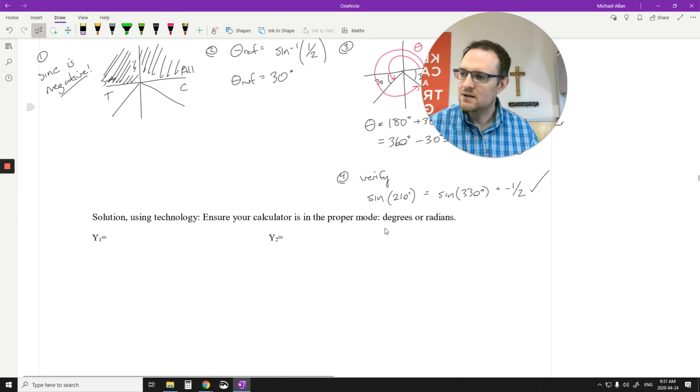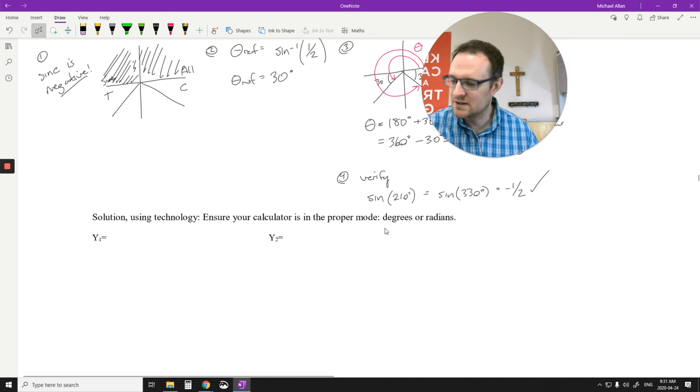You could do this on your graphing calculator as well, your TI calculator. So you would put in the first one, sine x, you put in the next one, and then in your window, make sure which mode you're in first. First thing I would do is go zoom trig. So go zoom, then trig.